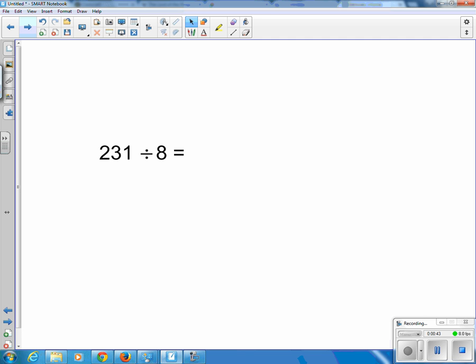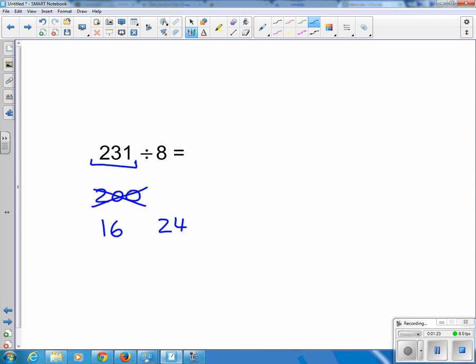If we have 231 divided by 8, and we were to round the number, 231 will round to 200. But we cannot divide 200 by 8 easily. That's why we don't use rounding in division. We use compatible numbers. I need to find a number that is close to 231 that I can easily divide it by 8. So let me start looking at my multiples of 8. 8 times 1 is 8, 8 times 2 is 16, 8 times 3 is 24.